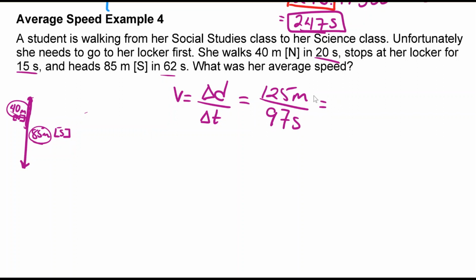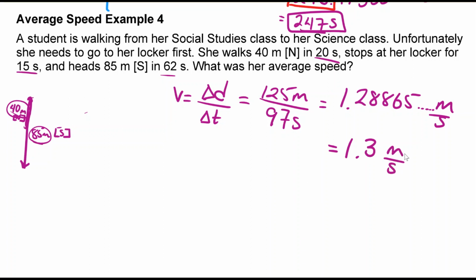So she ended up going a total of 1.28865 and so on meters per second. But I have to round this to 2 significant digits. So it's going to be 1.3 meters per second. She was traveling at an average speed of 1.3 meters per second.